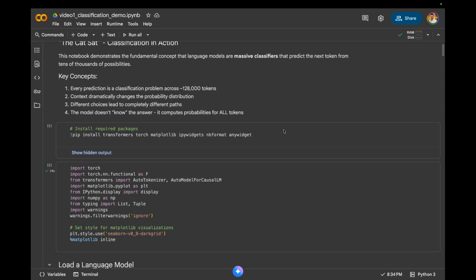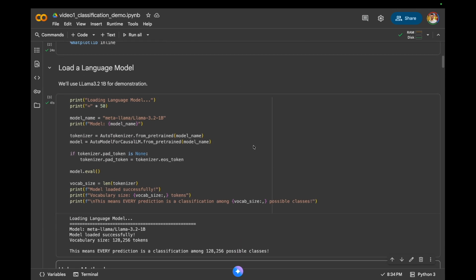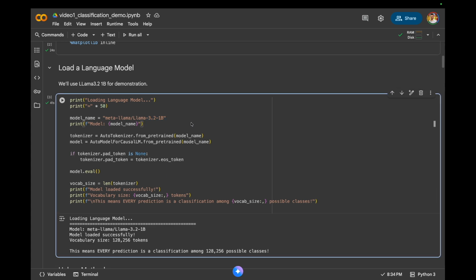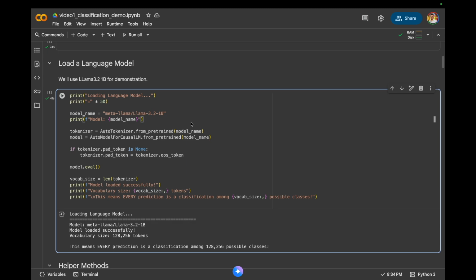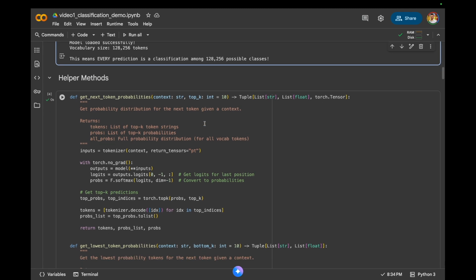We'll start by installing the packages and doing our regular imports. The first thing we do is load our LLM. In this case, I'll be working with LLaMA 3.2 1 billion parameter, but feel free to change it and experiment with multiple LLMs. First we have some helper methods.